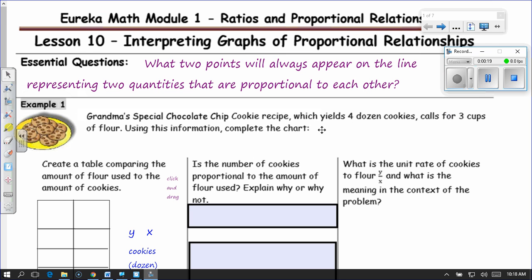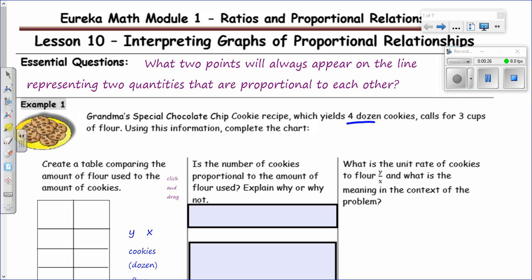That makes 4 dozen cookies, calls for 3 cups of flour. Now, pay attention to 4 dozen. Later on, we're going to figure out how many cookies that really is. But as long as our label says dozen cookies, that's okay. We don't need to multiply by 12, the number of cookies in a dozen. So we can call it 4 dozen. It uses 3 cups of flour.